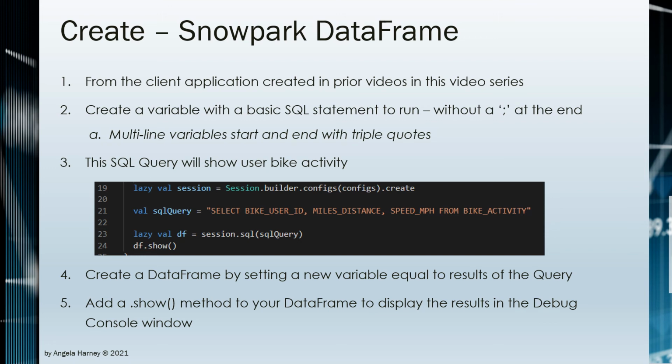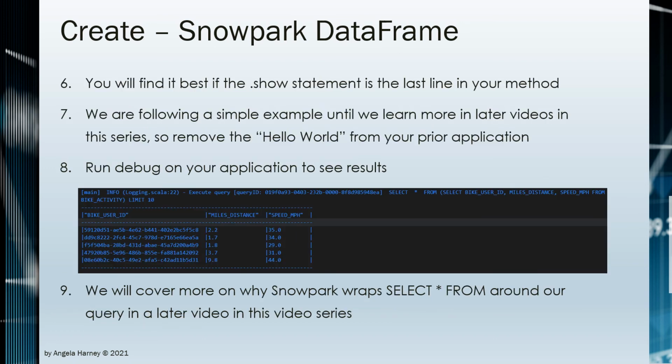Next, set a new variable equal to the results of the query. Then add a .show method to your data frame. Your results will display in the debug console window. This shows the results that are printed out from the data frame.